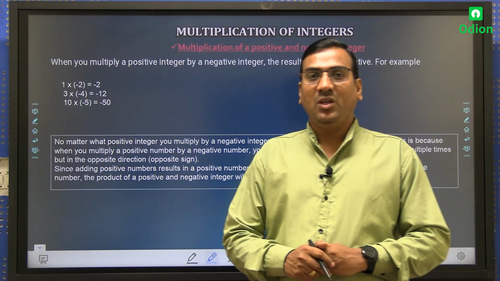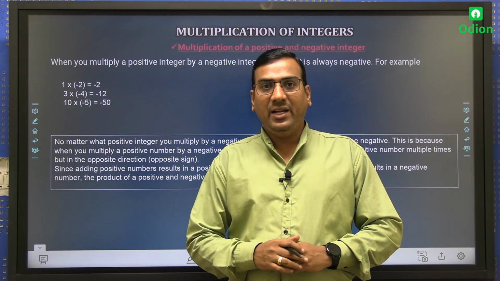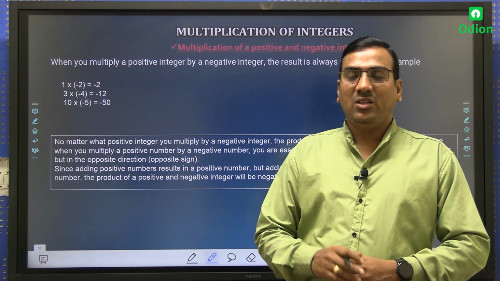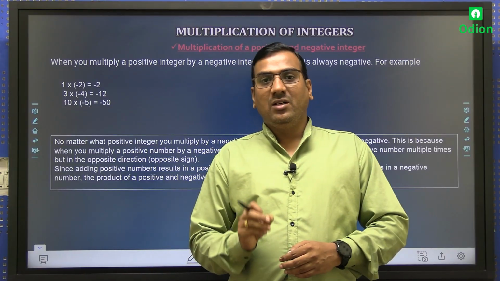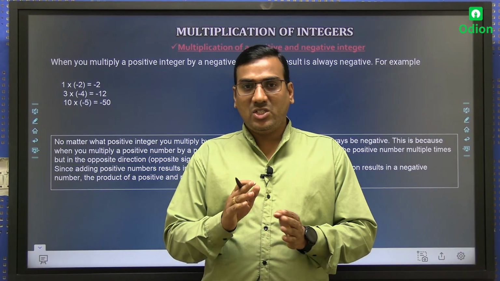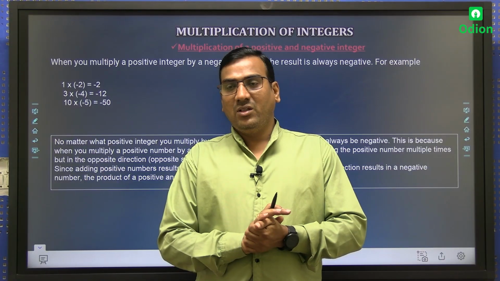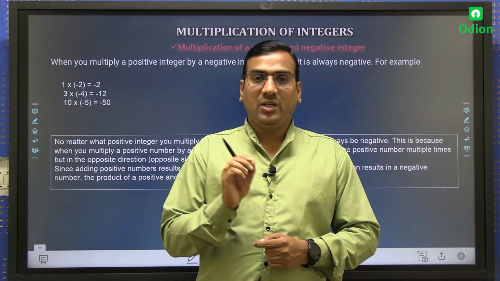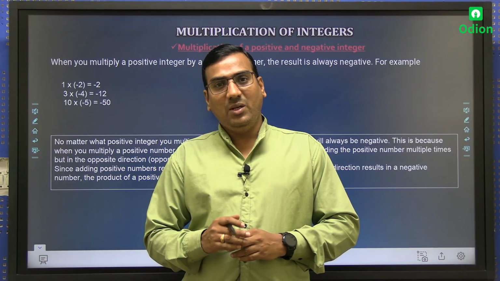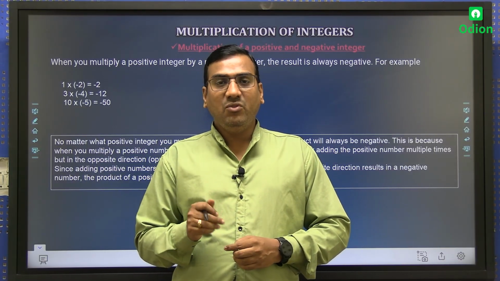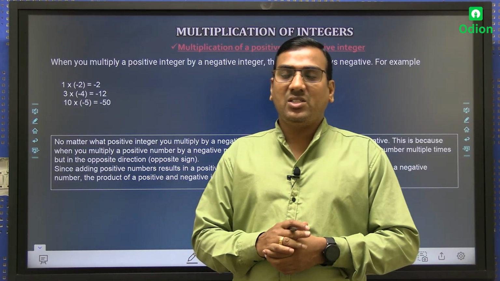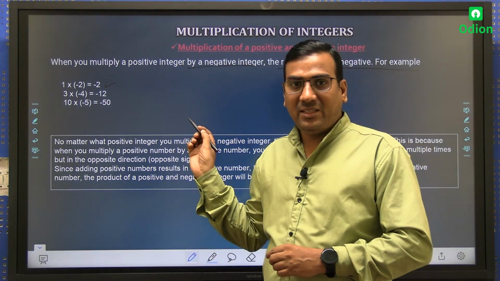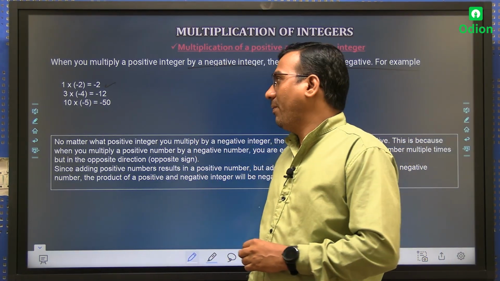First listen to one thing. When you multiply one positive integer with one negative integer, the answer is always minus, meaning negative. The resultant will be in negative form. And if we multiply both negative integers, then the answer will be a positive integer, and if we multiply both positive integers, the result will be positive itself. I am writing these tricks for when you go for multiplication.